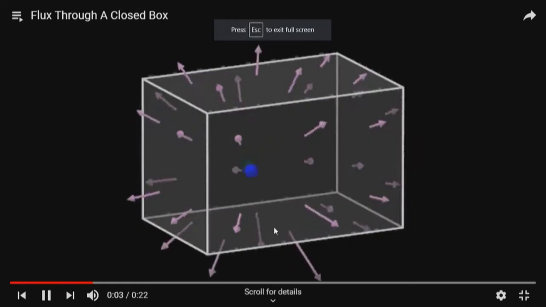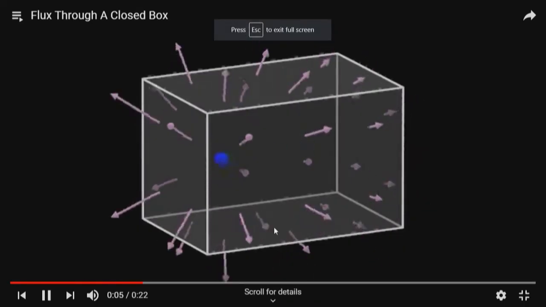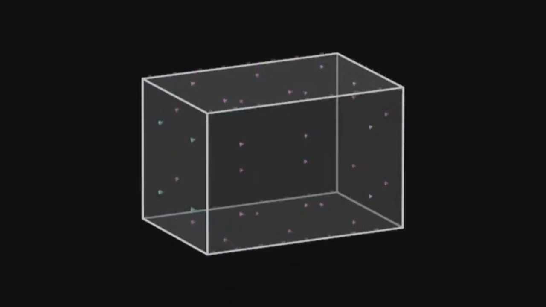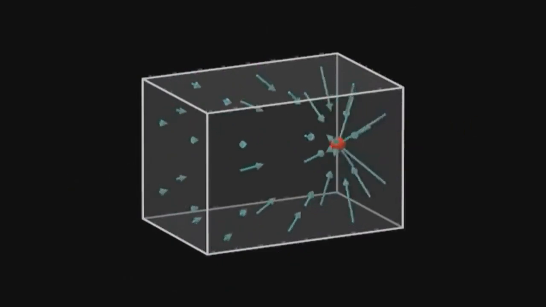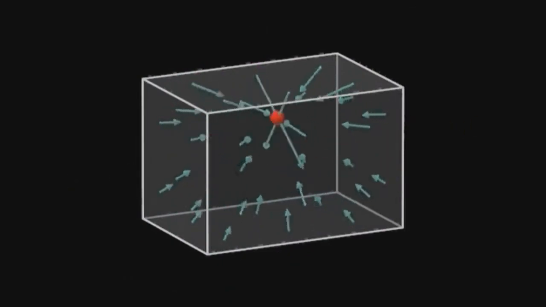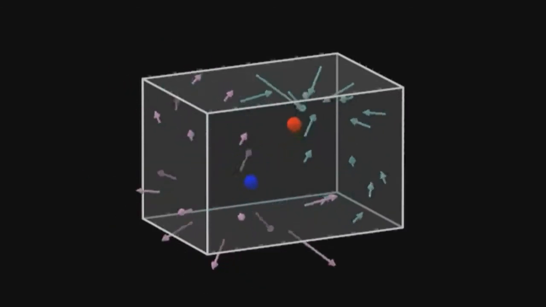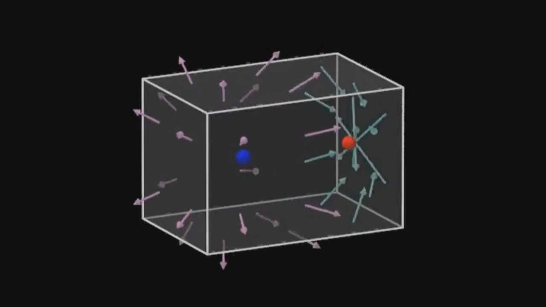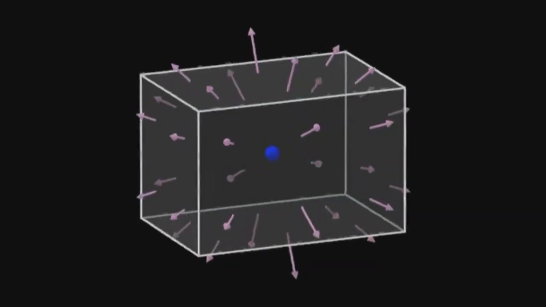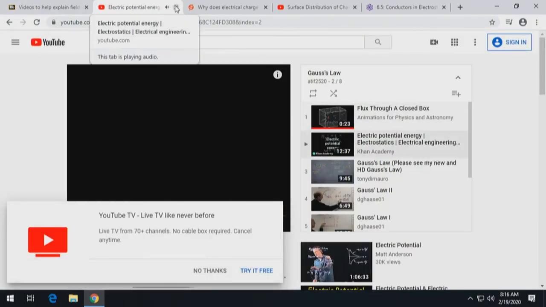Now we've got a moving charge in the box, and as my charge moves, you can see the flux lines through the surface associated with the charge. So it's looking at the field, and we're trying to describe the fields associated with the flux. So this gives you some ways to visualize and review a little bit of what we had learned.